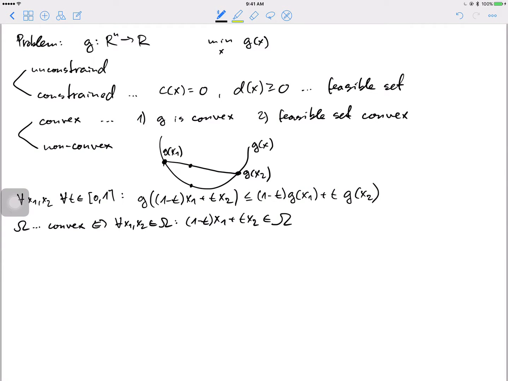Oh yeah, the one thing I wanted to mention: the convexity of a function you can equivalently test by looking at its Hessian. If the Hessian is positive semi-definite at every point, then that's equivalent to saying that the function is convex.